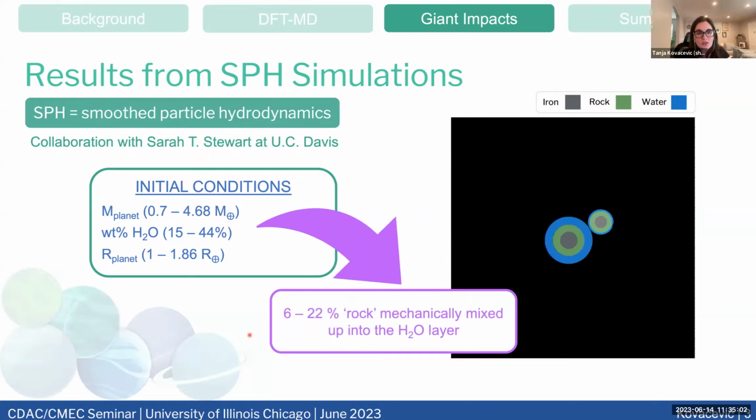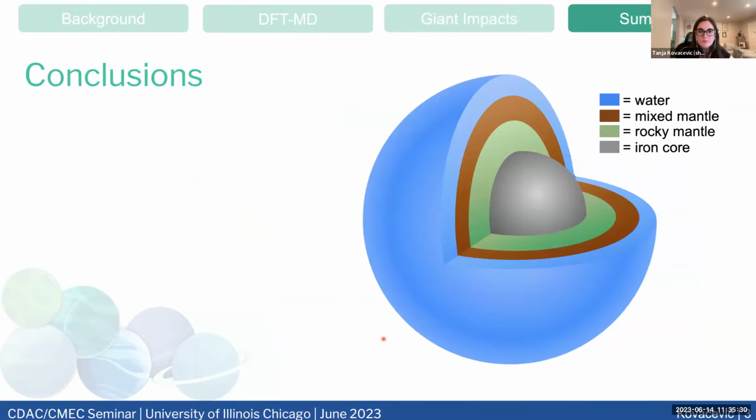So from all of those results, from all of those initial conditions, we were able to determine that anywhere from 6 to 22% of the rock is mechanically mixed up into the water layer. As I alluded to with my not very obvious title, the pressures and temperatures are totally reachable within this collisional growth assumption we have for the way these planets grow.